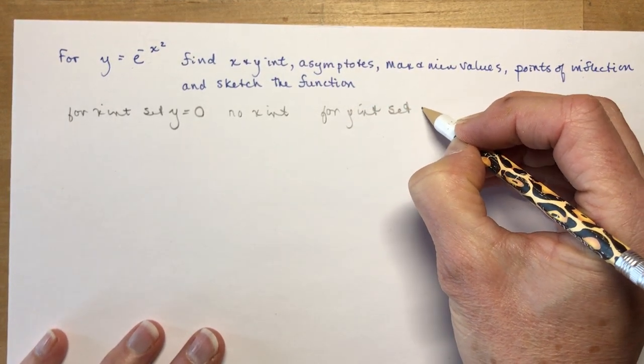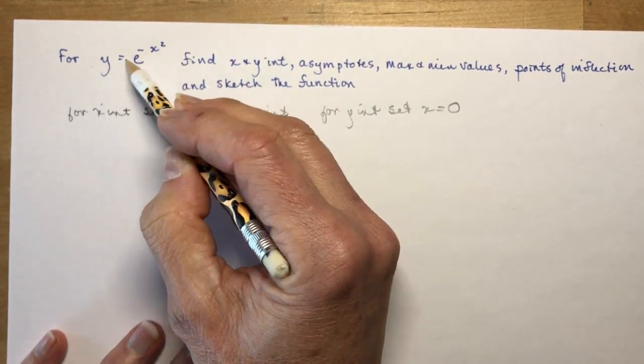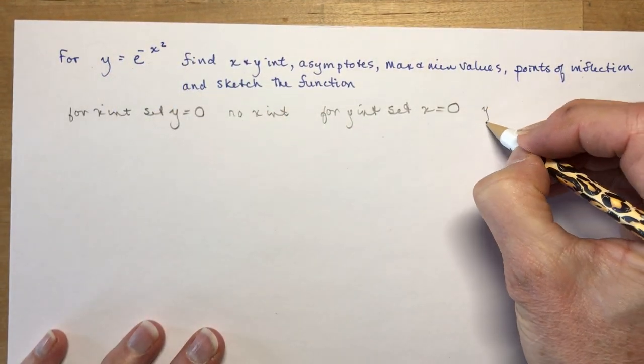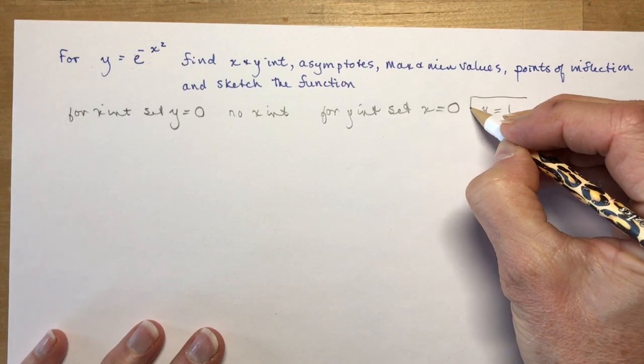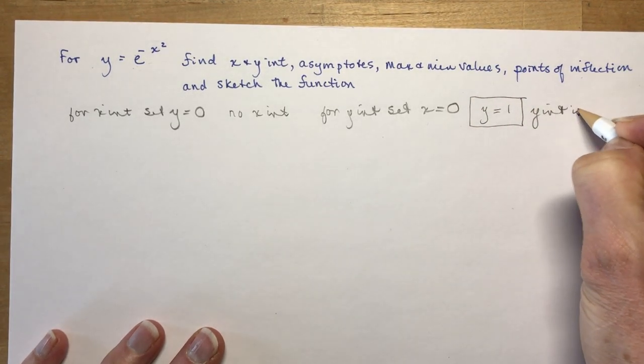So for y-intercept, set x equal to 0. If I put x as 0 here, I'm going to get y equals 1. So that's my y-intercept. Y-intercept is 1.